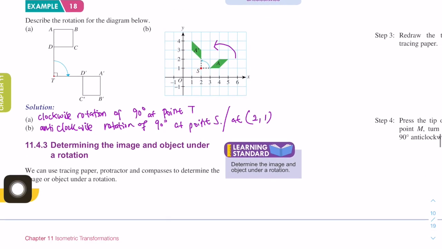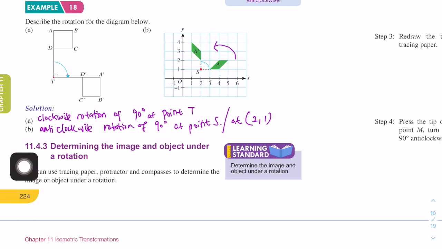Okay, that's it. Next, let's move to 11.4.3, determining the image and object under a rotation. So the learning standard is determine, tak kisahlah macam mana awak sebut kan. Determine the image and object under a rotation. We can use tracing paper, protractor and compasses to determine the image or object under a rotation.